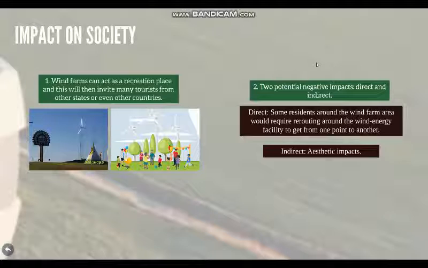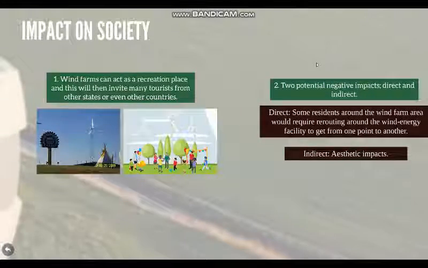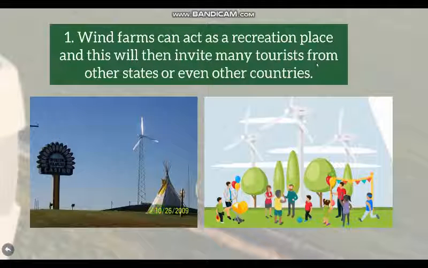On the other hand, the impact of wind turbines to society is recreation. Wind energy facilities create both positive and negative recreational impacts. The positive side of this is that many wind energy projects are listed as tourist sites. This will then invite tourists from other states and even other countries to come and experience seeing wind turbines firsthand.